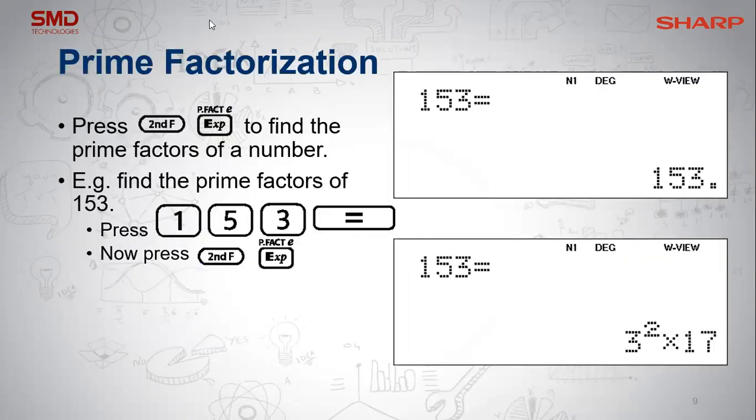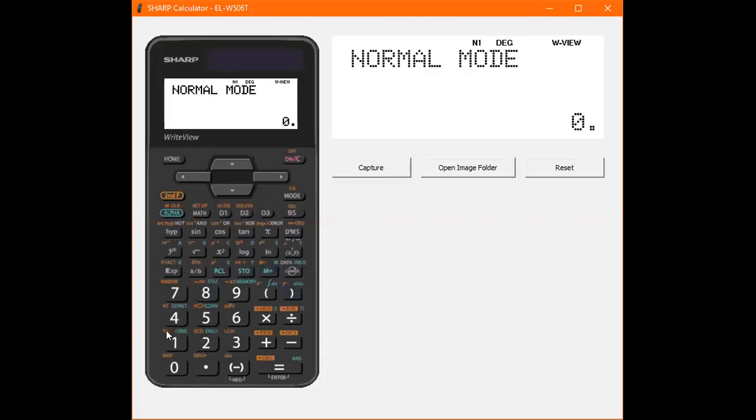So some new functions. The first one is prime factorization. What you'll do is you'll just type in a number on the calculator, press equals, and then press second function and exp. You'll see in orange above it, it says pfact, and that will break it down into the prime factors of that number. So that's a nice new addition to the 506.